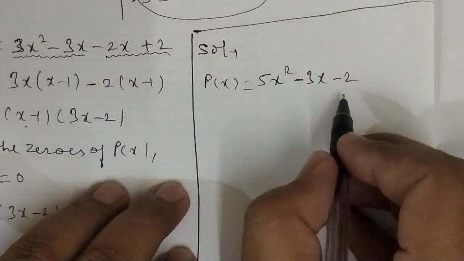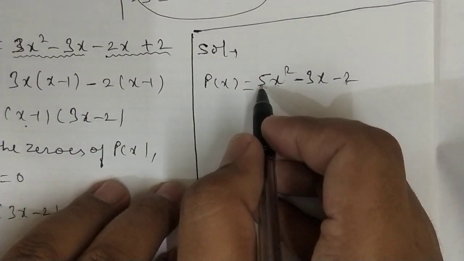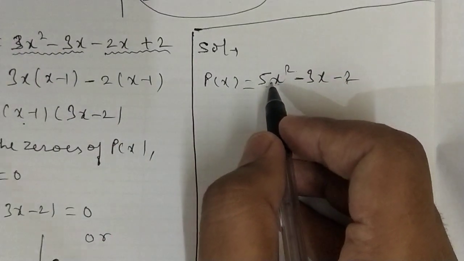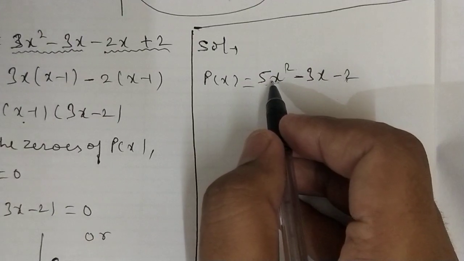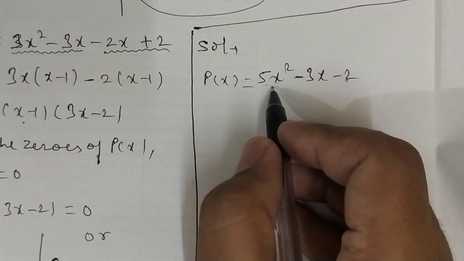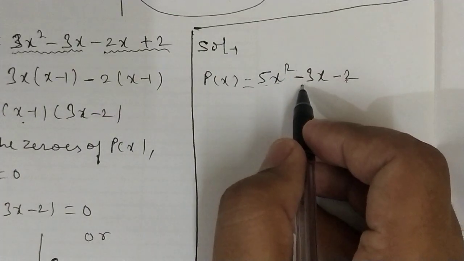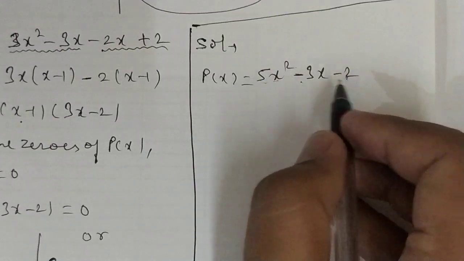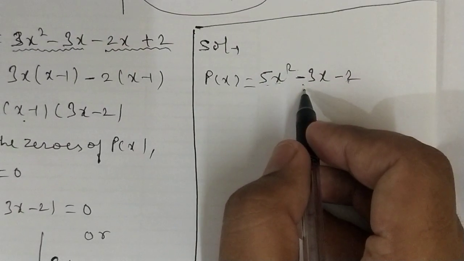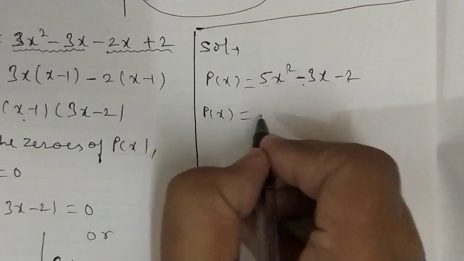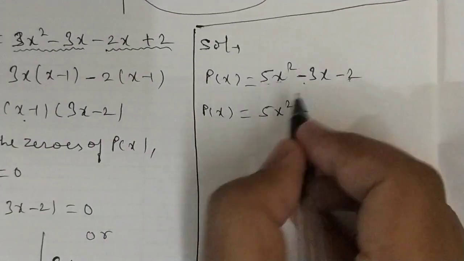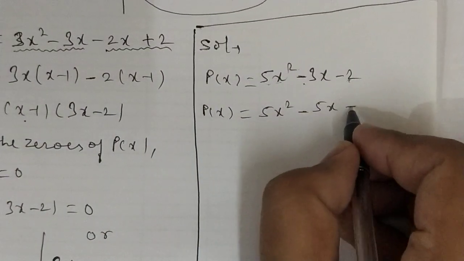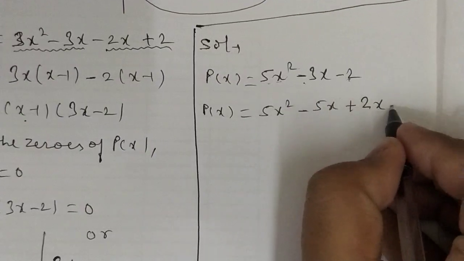Now if you see here, the constant term is minus 2 and the coefficient of x square is plus 5. So if you multiply minus 2 by plus 5, you will get minus 10. And in the middle term, what is here? Minus 3. So you have to select two numbers such that the product of the two numbers is minus 10, and on addition you will get minus 3. So simple, you can split the middle term here. 5x square, if you want to split 3x, what will be the numbers? Minus 5x plus 2x.